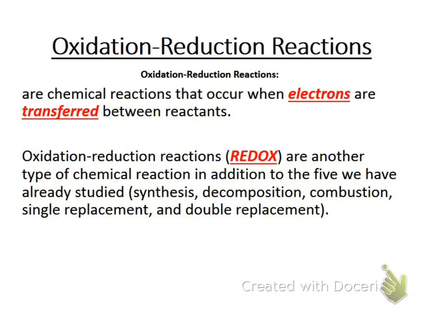So oxidation-reduction reactions is our second to last unit. Oxidation-reduction reactions are reactions that happen when electrons are being transferred between the reactants. They are another type in addition to the ones we've already studied. Actually, a lot of the ones we've already studied, like single replacement and combustion and synthesis, are actually types of redox reactions. I never call them oxidation reduction. From now on, we'll say redox. It's faster, and that's what everybody calls them.